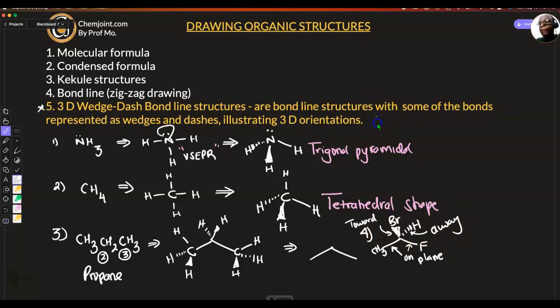So again, remember, we use wedges, which will mean toward or up, and we use dashes, which will mean away or down. Those are the different ways we can show organic structures in organic chemistry. Just practice a lot. There are so many examples you can use. I hope that helped.